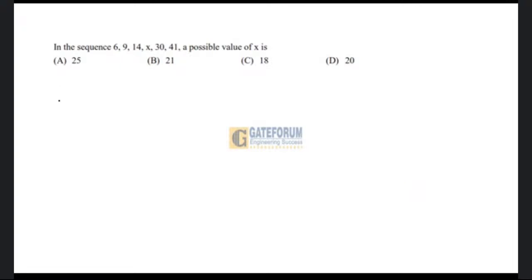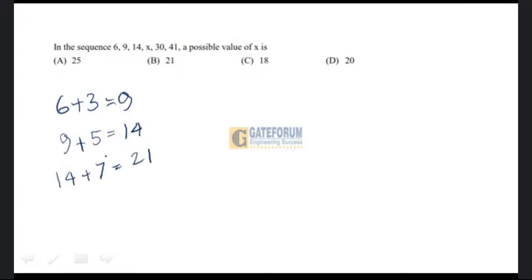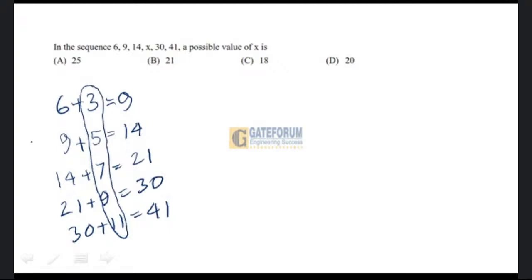See, 6 plus 3 is equal to 9. Now, 9 plus 5 is equal to 14. Now, 14 plus 7 would be 21. 21 plus 9 would be 30. And 30 plus 11 is 41. So basically, we are adding consecutive odd numbers starting from 3. And the whole series actually matches. So 21 must also be a match. Hence, x must be equal to 21.